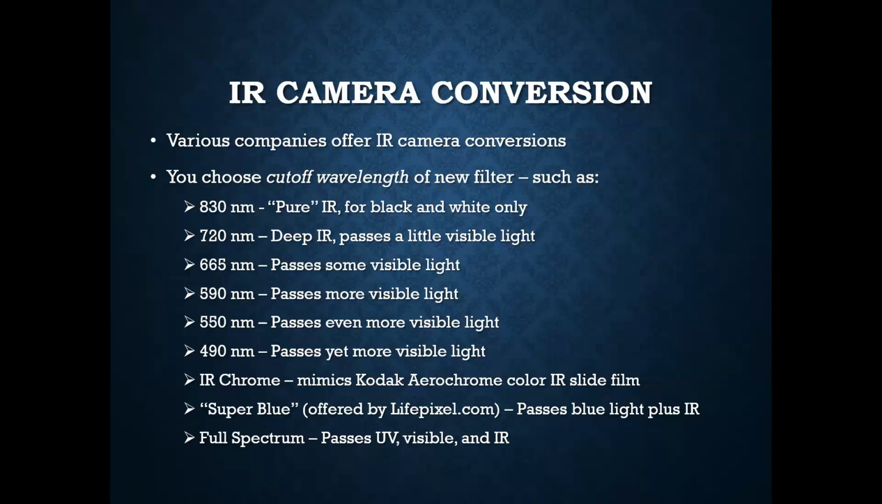So how do you choose? Number one question. I can give you two suggested answers for that. If you want a lot of flexibility, choose either 590 or 550 as your cutoff point when you get a camera converted or purchase a camera. Because it does give you the opportunity to mimic the looks of these longer wavelength filters in post-processing. And you can also mimic the aerochrome look as well. And you can even get images that represent the super blue look pretty well too. So that's one suggestion. Choose one of those two cutoff wavelengths.